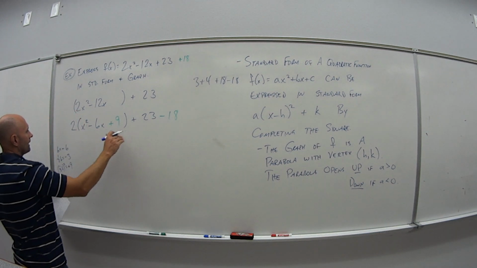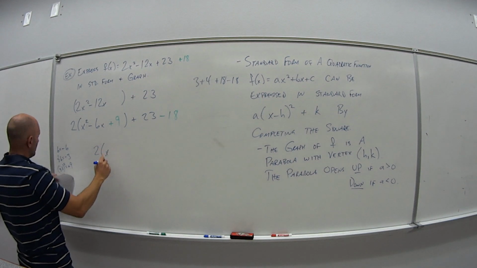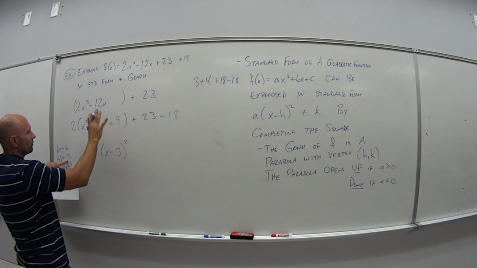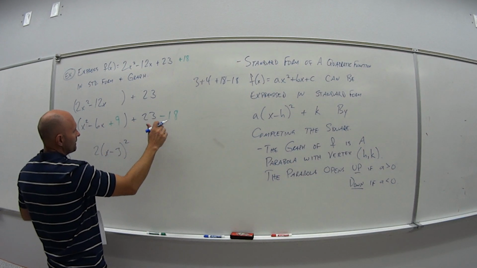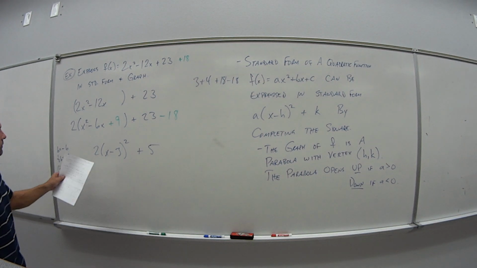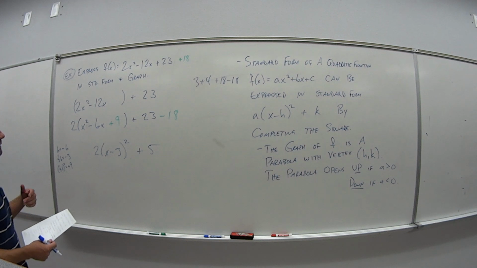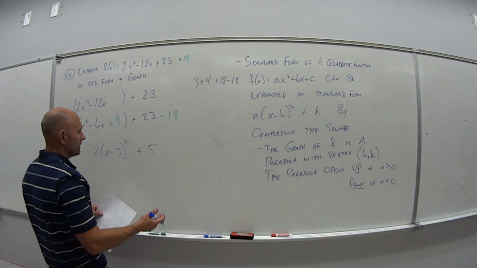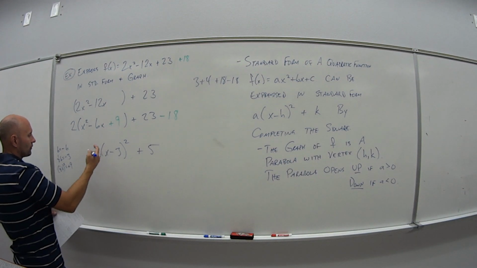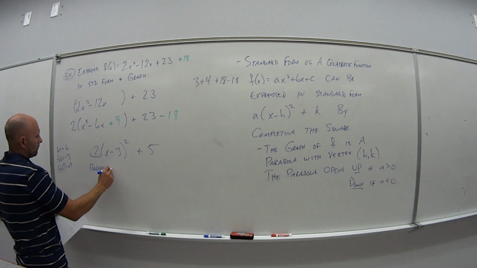So now this becomes a perfect square trinomial. It's 2 times the quantity x, and half of b is minus 3. So it's x minus 3 squared, and then 23 minus 18 is 5. So this is my function in standard form. Now it asks me to graph it. Well, this is my a. It's positive, so that means this is a parabola pointing up.